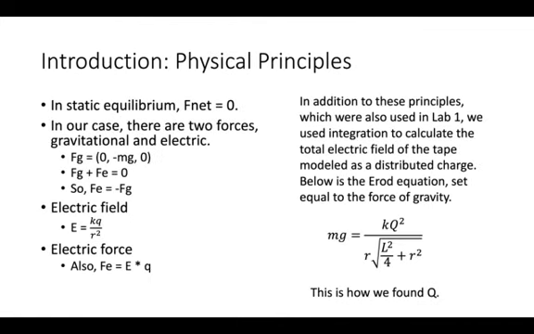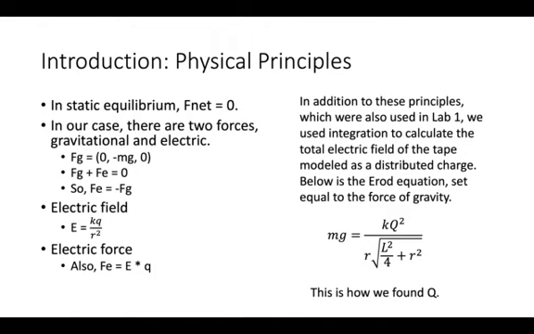Here are the physical principles we used. We used that in static equilibrium, F net equals 0, and in our case, there were two forces that canceled each other out, gravitational and electric. So we knew that the electric force would be equal and opposite to the gravitational force. The electric field equation is kq over r squared, and the electric force equation is E times q.